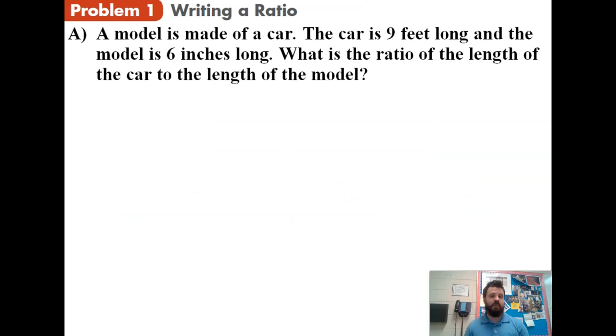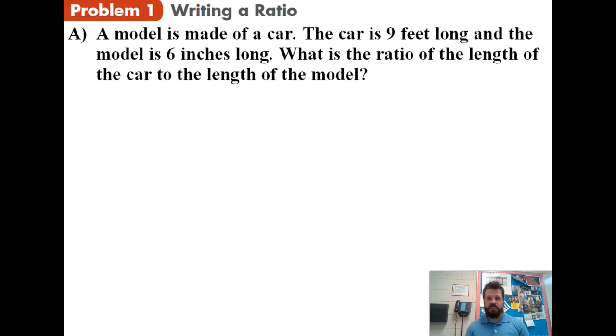So let's jump into problem 1. We're actually writing some ratios. Part A says a model is made of a car. The car is 9 feet long and the model is 6 inches long. What is the ratio of the length of the car to the length of the model? Why would we want to figure out this ratio? Essentially, it's going to tell us how much bigger the car is than the model. It gets into the idea of a scale factor, which we'll talk more about tomorrow.